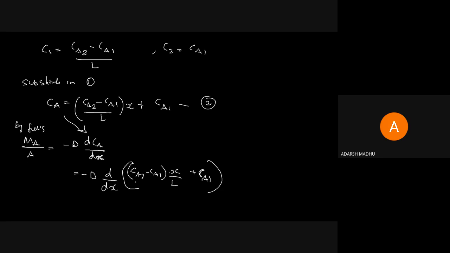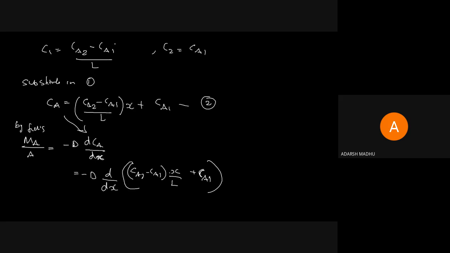For the first term, CA2 minus CA1 divided by L is a constant. So minus D into d by dx of the first term, CA2 minus CA1 divided by L into x, plus d by dx of CA1, which will be 0 as it is a constant with no x value. CA2 minus CA1 divided by L is taken outside as a constant value, and d by dx of x is 1. So the derivative will be this value.